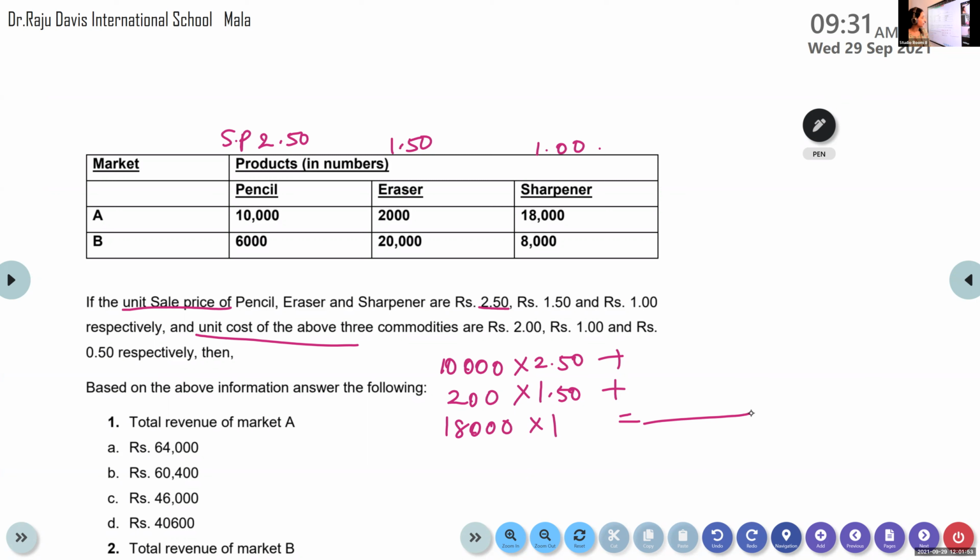What is the answer, Aparna? Yes, give the answer. Ma'am, is it 43,300? Is it correct, Chomlin? Yes, ma'am. Okay, therefore it is 43,300. But look at the answer.